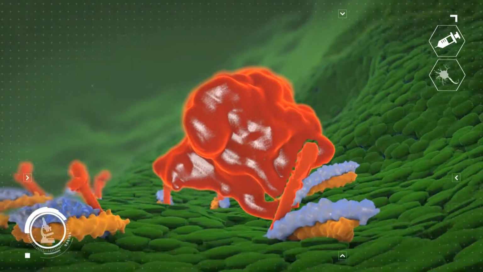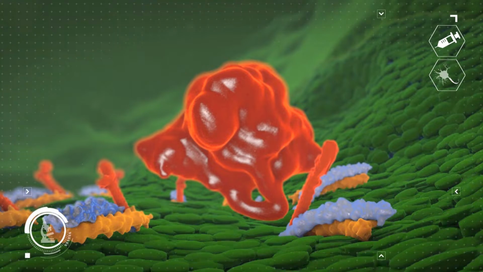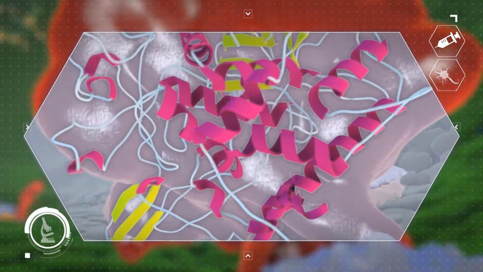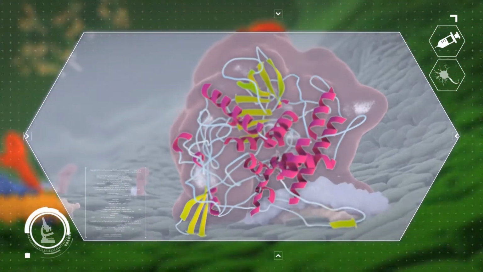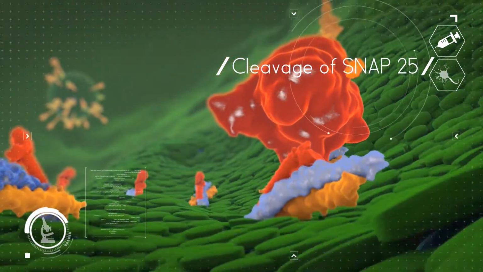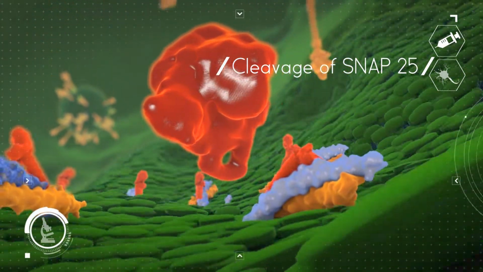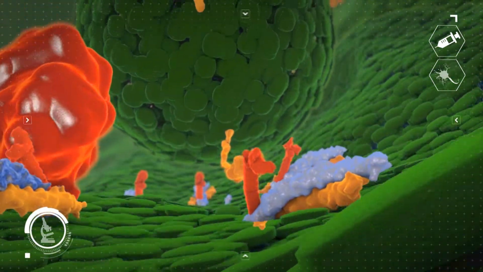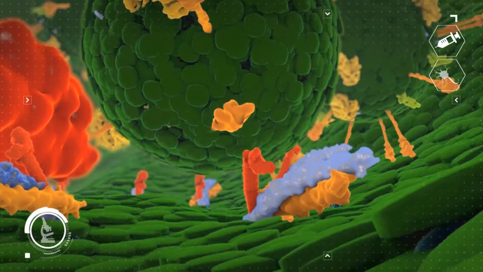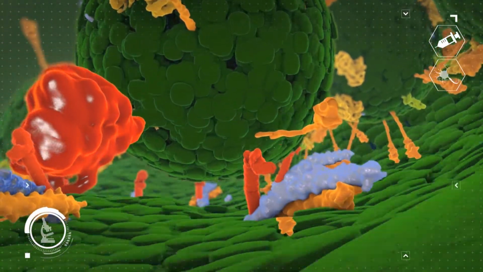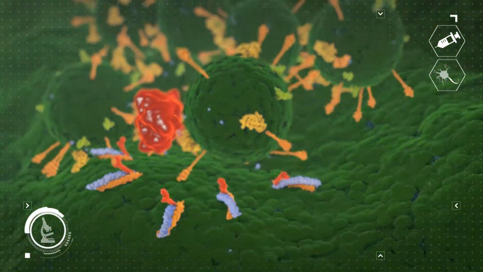SNAP25 is a protein which is part of the normal synaptic vesicle binding apparatus for docking and fusion of the synaptic vesicle. The DYSPORT light chain actively cuts part of this SNAP25 protein. As a result, the cleaved SNAP25 on the membrane surface of the nerve cell cannot bind with the other members of the snare complex. This prevents the synaptic vesicles from docking and fusing with the nerve synapse plasma membrane.